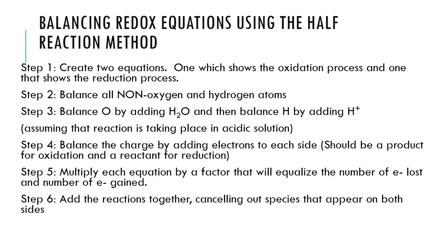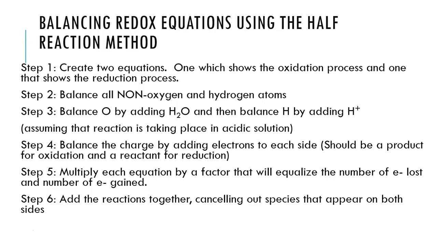So step 1 says create two equations, one which shows the oxidation process and one which shows the reduction process. Second step is to balance all the atoms that are not oxygen and hydrogen. Step 3, we're going to balance oxygen by adding water to the other side of the equation, and then balance the hydrogens we added in water by adding hydrogen ions to the other side.